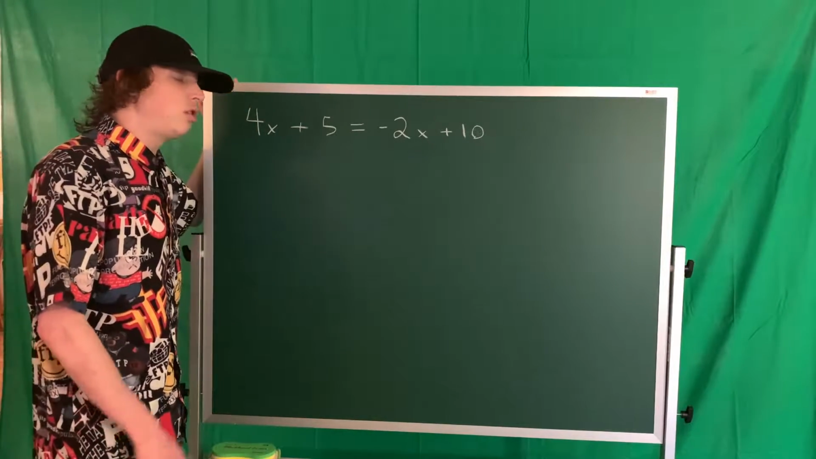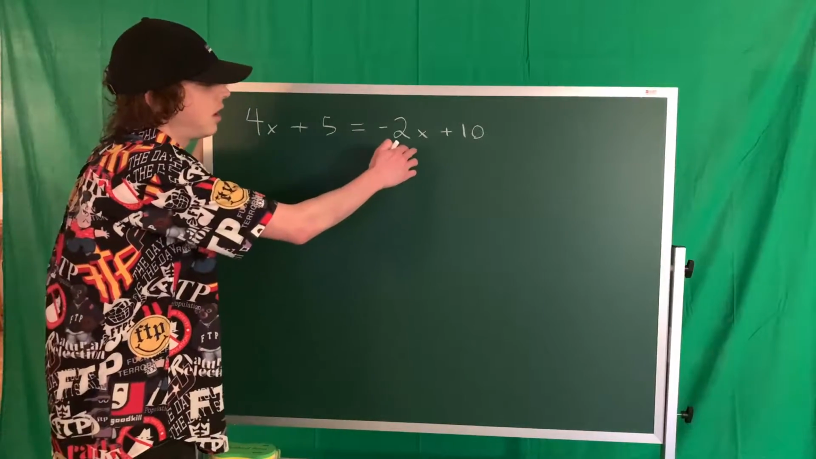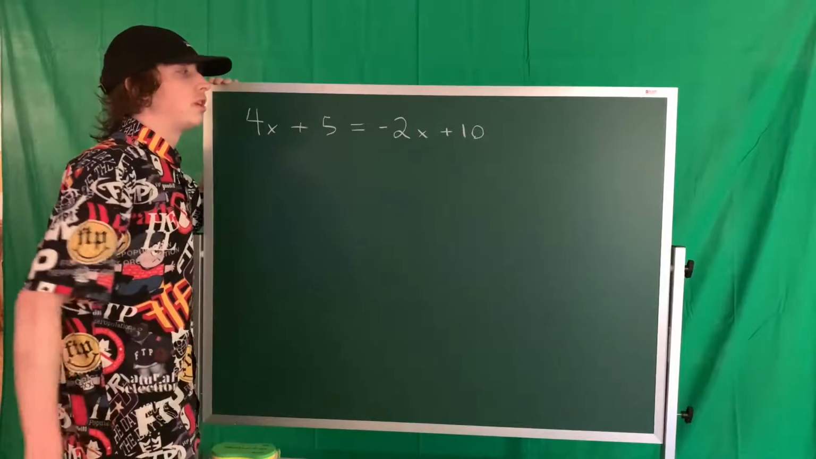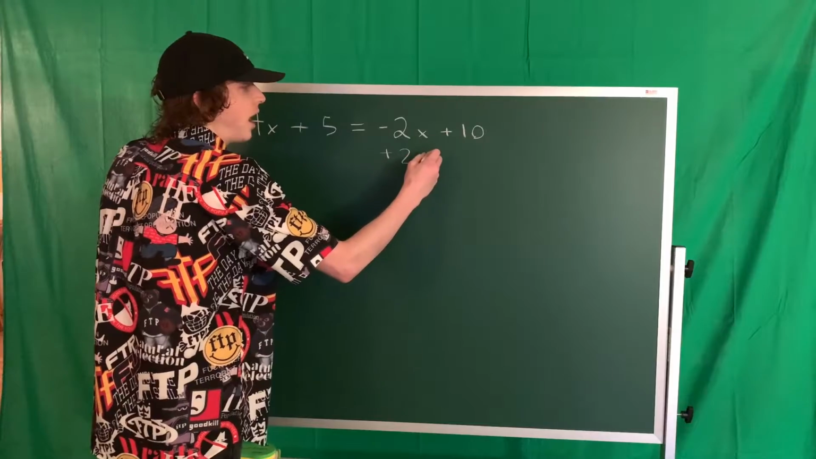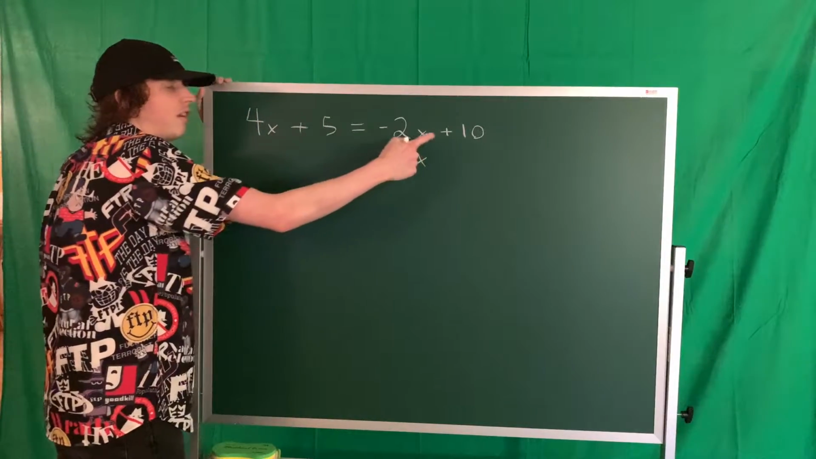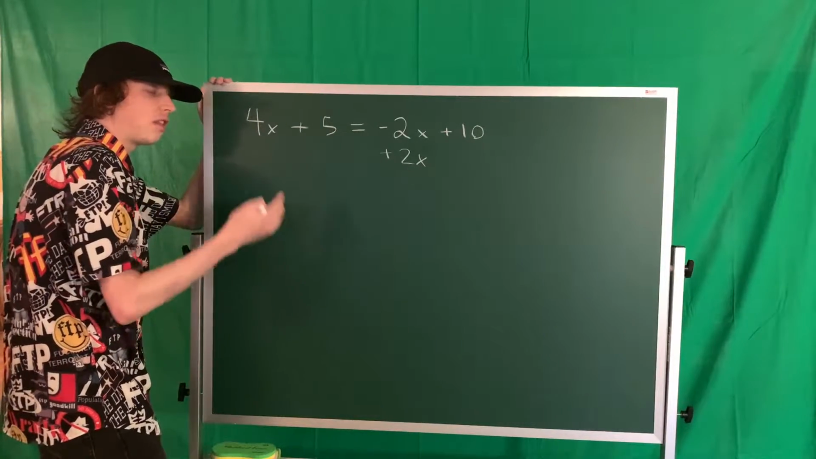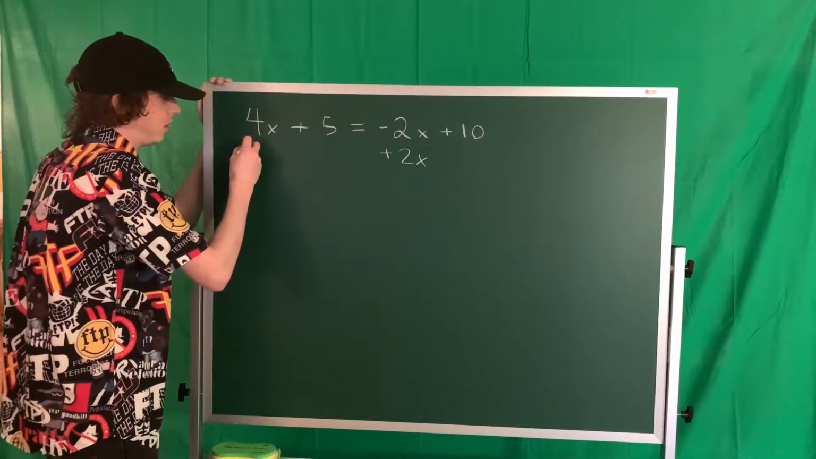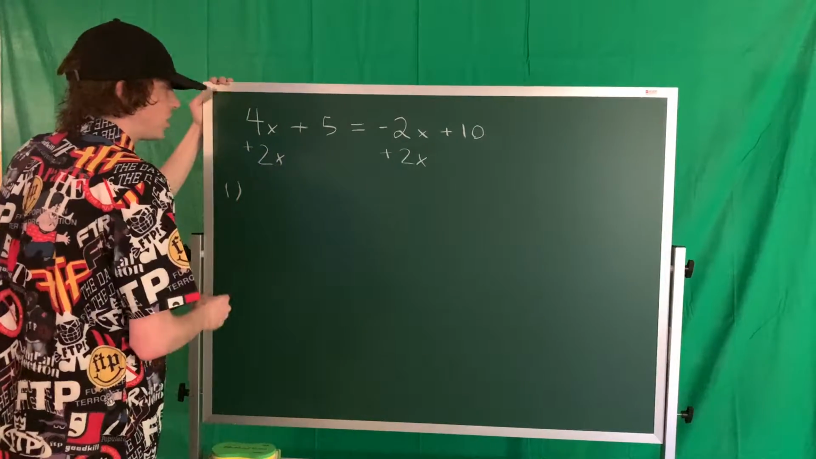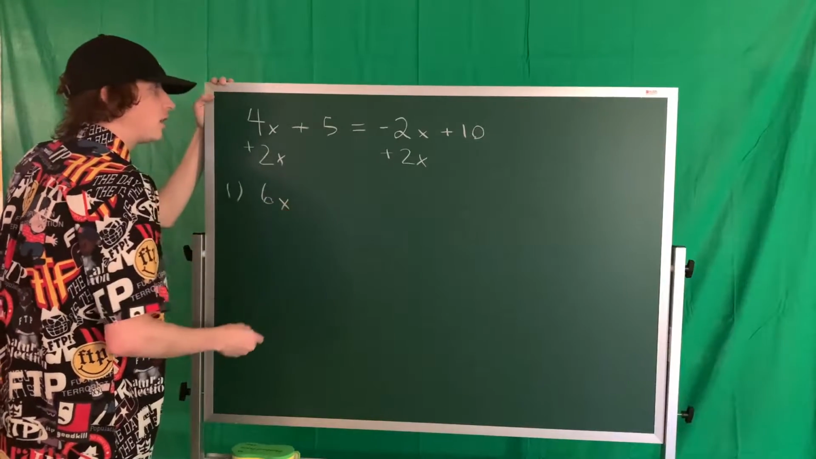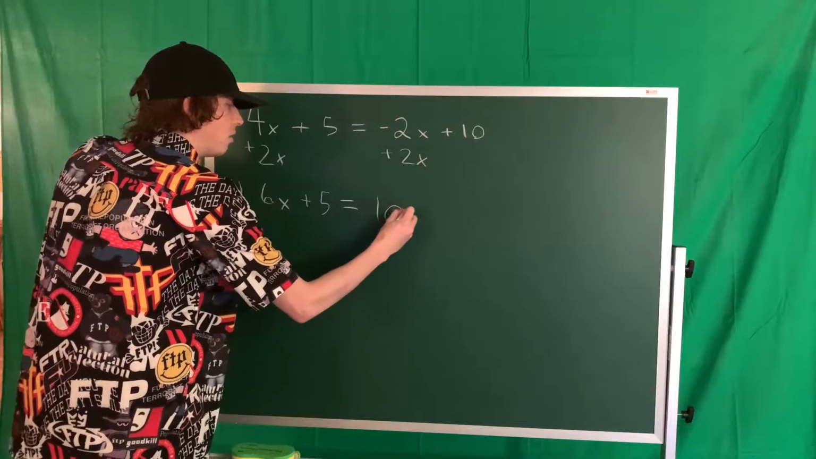My first step, and you can approach this whichever way you wish to, is that I'm going to move the value of x onto one side. So I'm just going to add the 2x. Since these two are equal, if I'm adding 2x to this side, I will also have to do it to this side to make sure that they continue to be equal to each other. So I'll add 2x here, which then gives us 6x plus 5 is equal to 10.